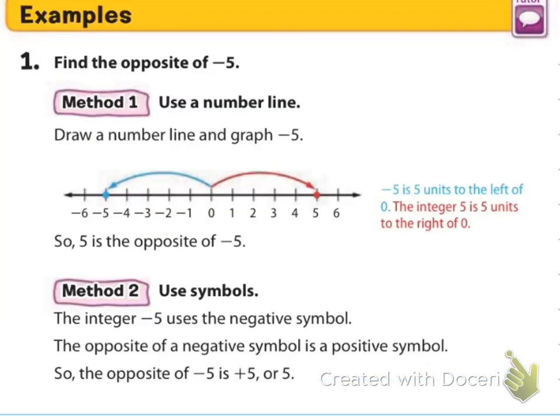All right, so it says find the opposite of -5. Method 1 is using the number line, where you can draw a number line and graph -5. And then you know that the equal distance from 0, in the opposite direction, is the opposite of -5. So going the opposite direction would be the positive direction. That would make it +5. The other one is just using symbols. The integer -5 uses the negative symbol, so the opposite of the negative would be a positive. So if it's a -5, the opposite of that is going to be a +5.